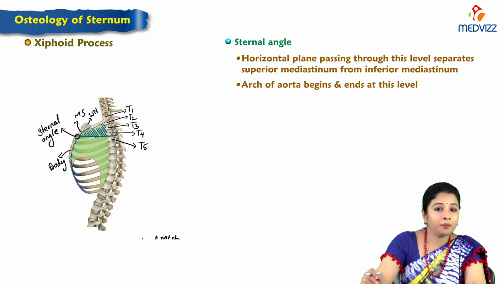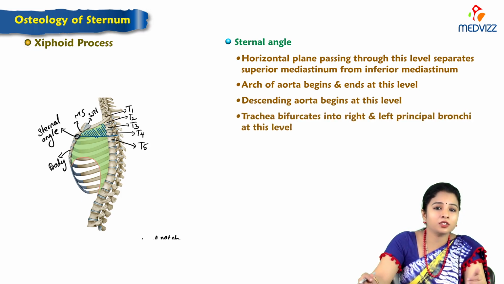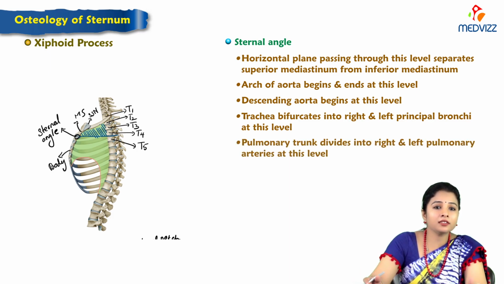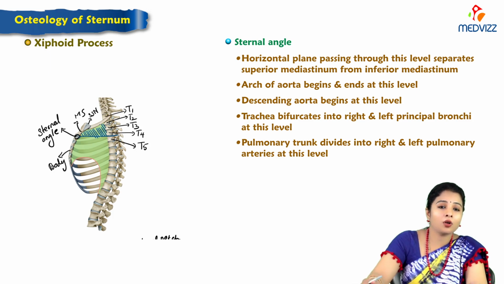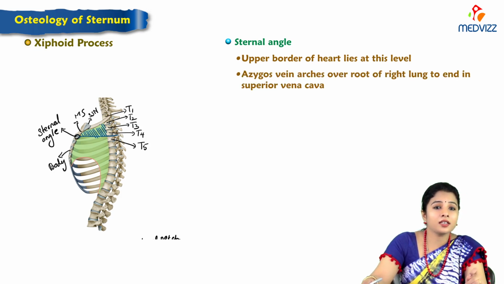The arch of aorta begins and ends at this level, which means the arch of aorta ends here and continues to form the descending aorta. So the descending aorta begins at this level, and we can also see the trachea, which bifurcates into right and left principal bronchi at the level of the sternal angle. The pulmonary trunk divides into right and left pulmonary arteries at the sternal angle, and the upper border of the heart lies at this level. The azygos vein arches over the root of the right lung to end in the superior vena cava.